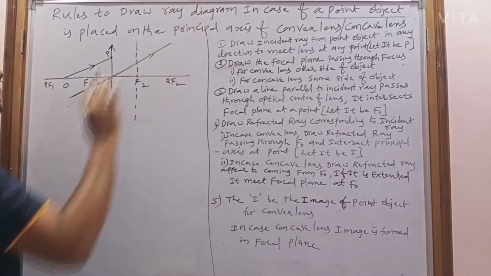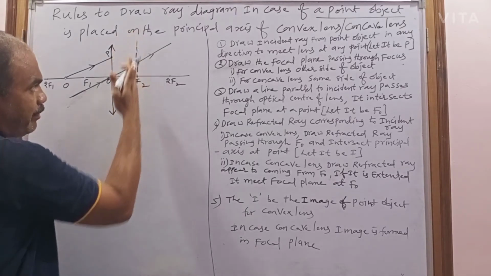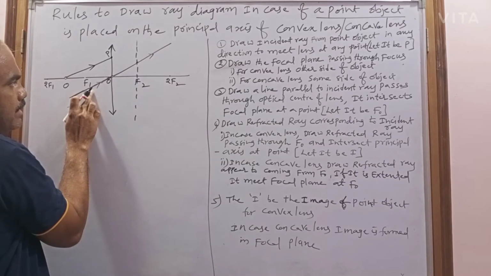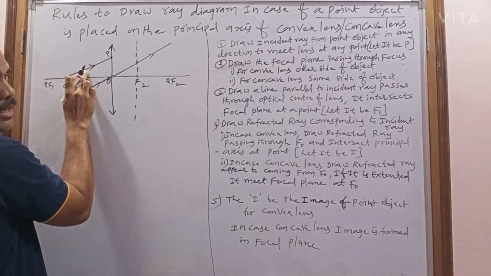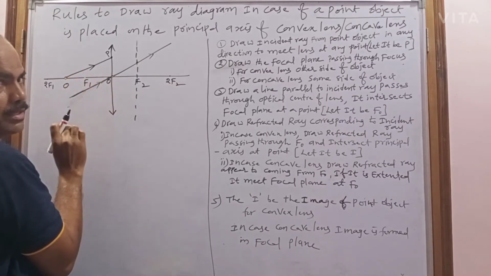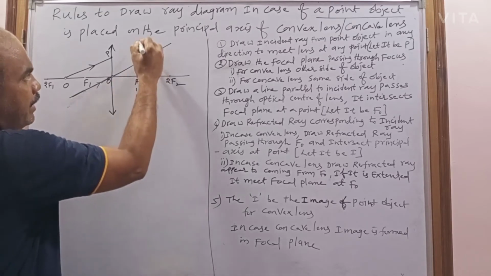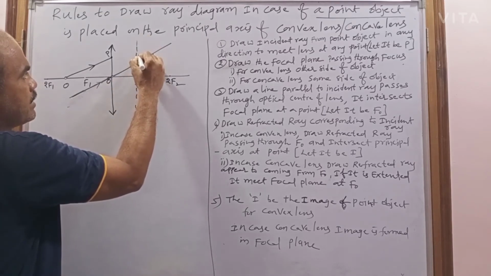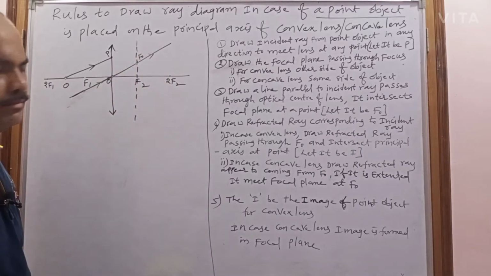But it will be continuing the same point. So it will intersect the focal plane at some point. Now when I draw this line parallel to the incident ray, it passes through the optic center. Now it will intersect the focal plane at some point. So that point is considered f0.